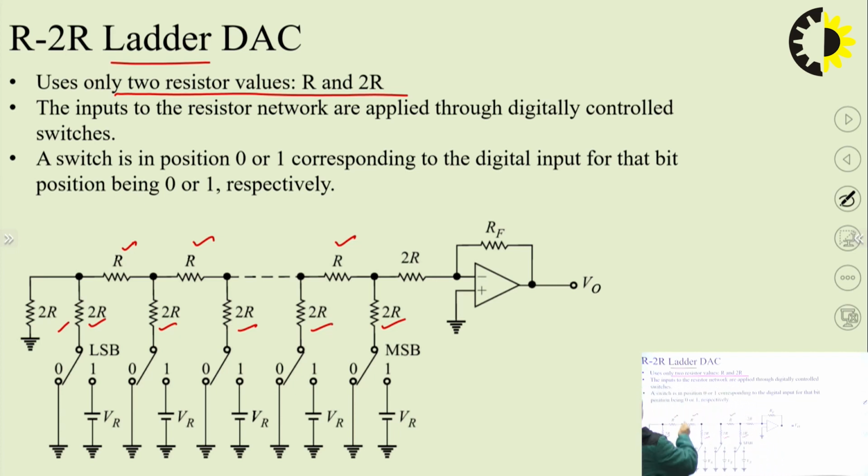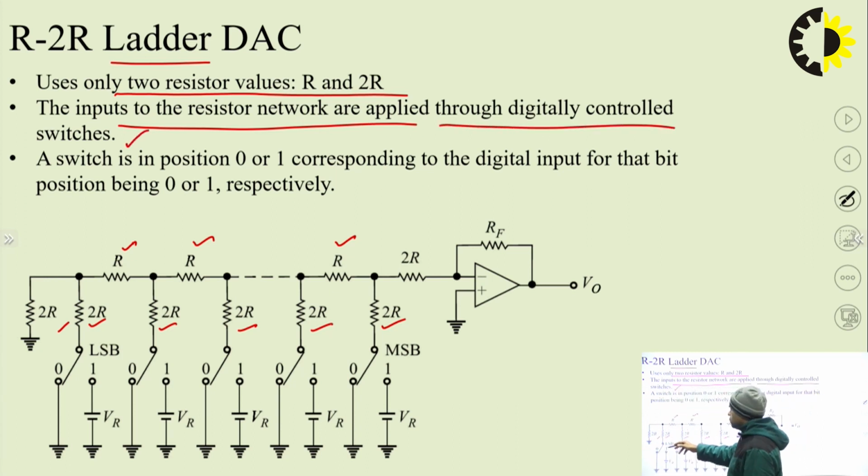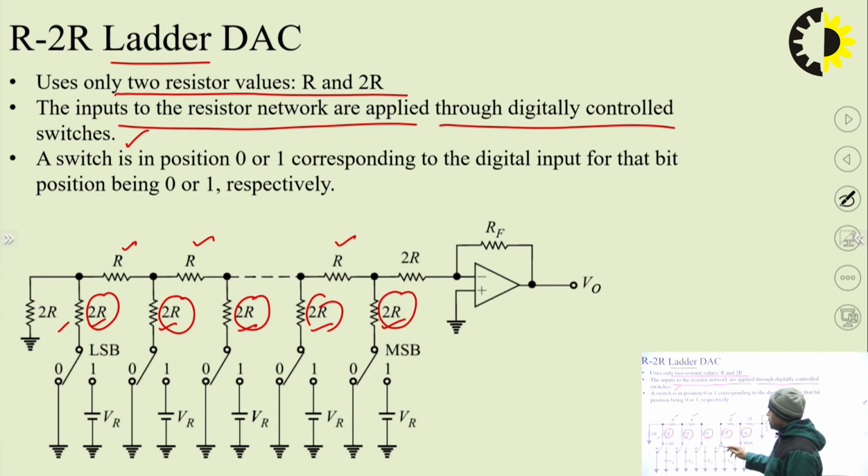Okay. So the inputs to the resistor network are applied through the digitally controlled switches. So these digitally controlled switches form these 2R vertical branches; from all these vertical branches, we can see that there is a switch.